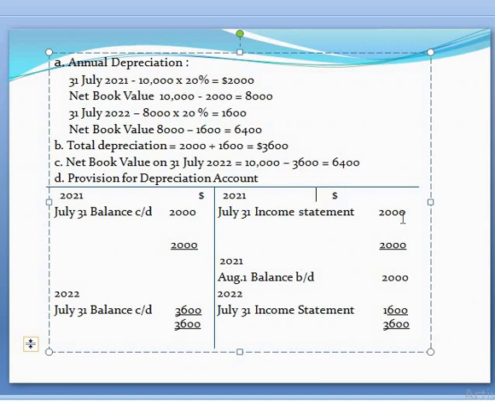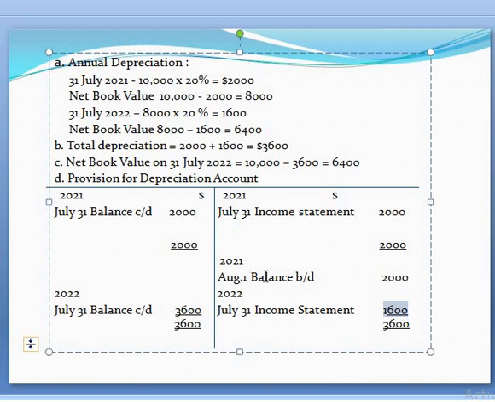to create the provision for depreciation, debit income statement. Then you show balance carried down and balance brought down. And in the second year, the depreciation has decreased from 2,000 to 1,600. And the 1,600 will be the one to be shown in the income statement. So we will credit it and debit income statement and show the balance carried down and balance brought down.